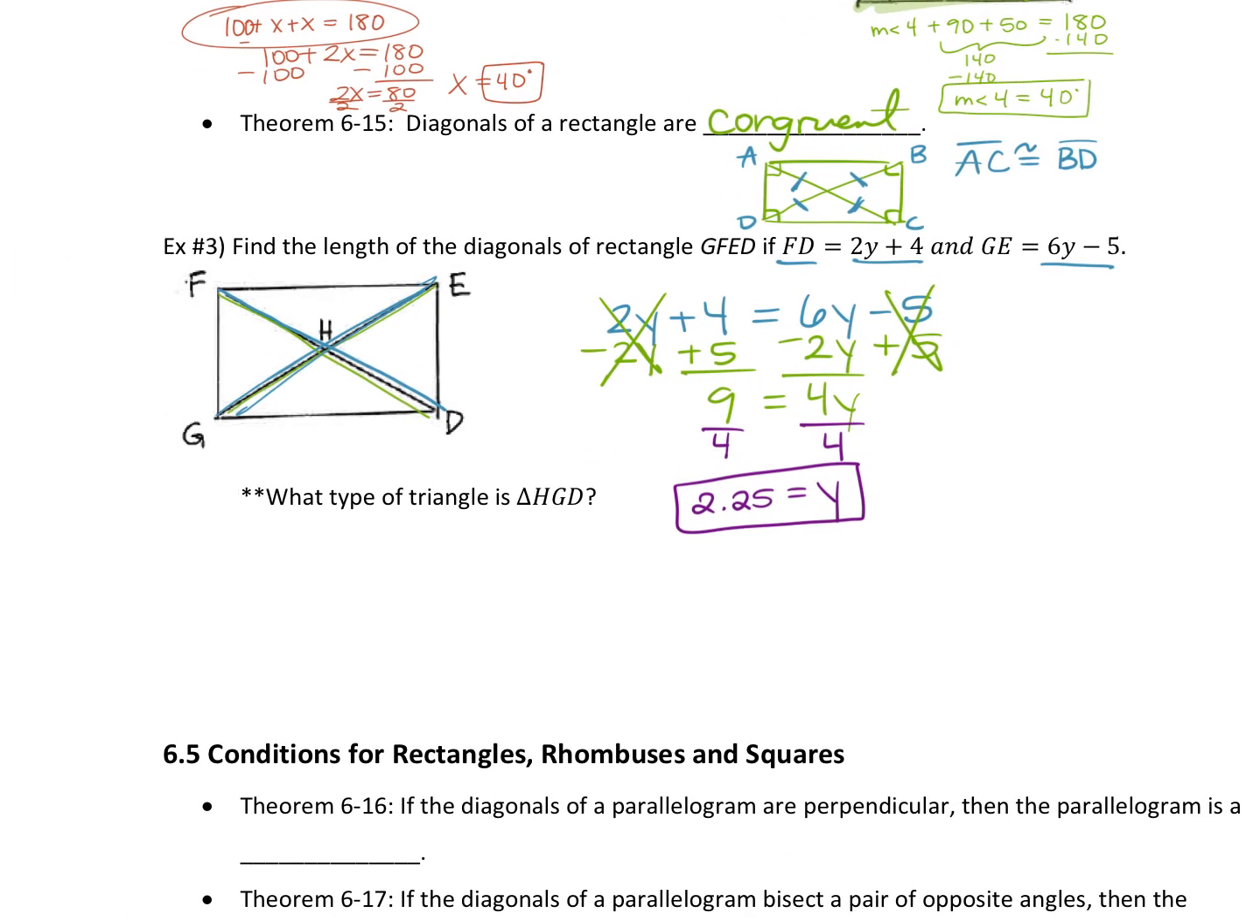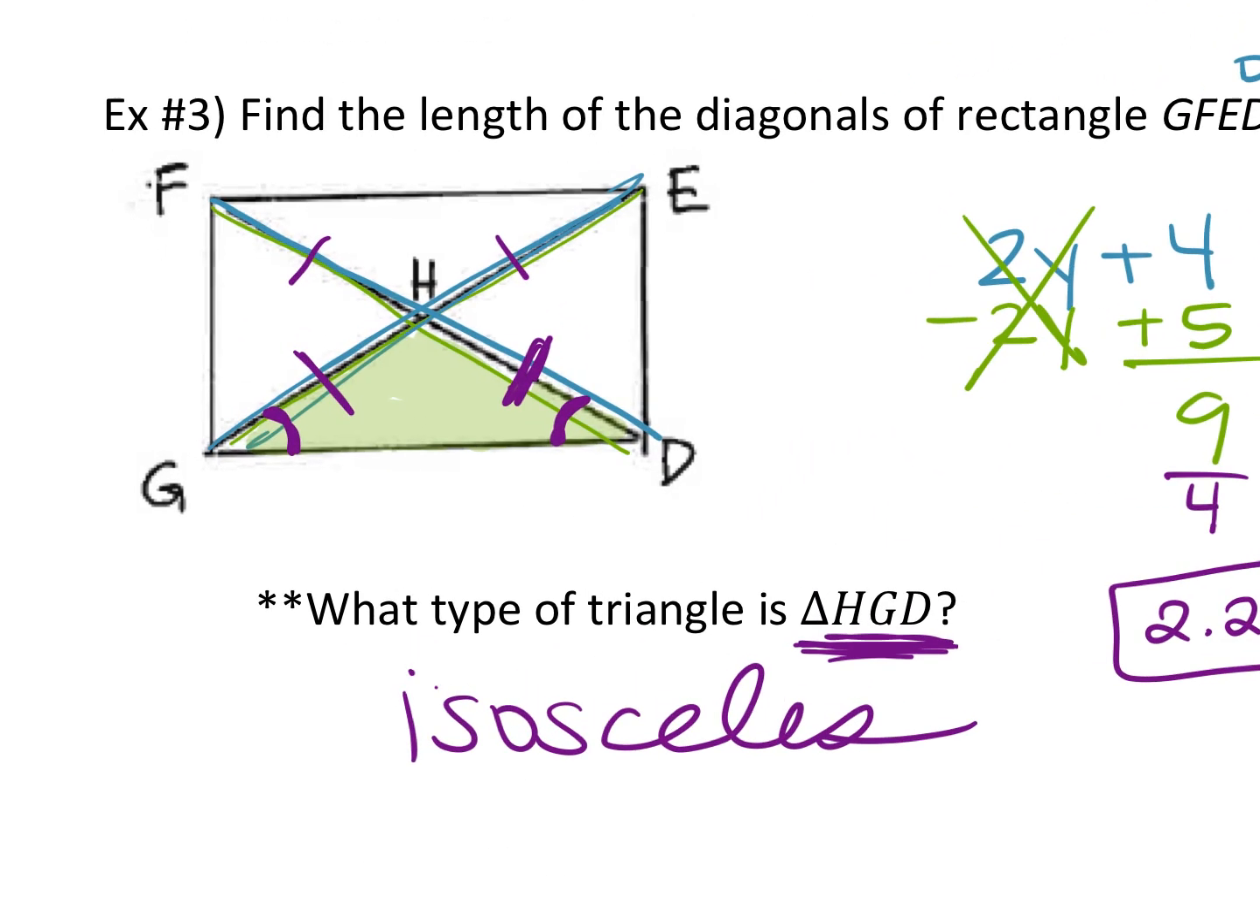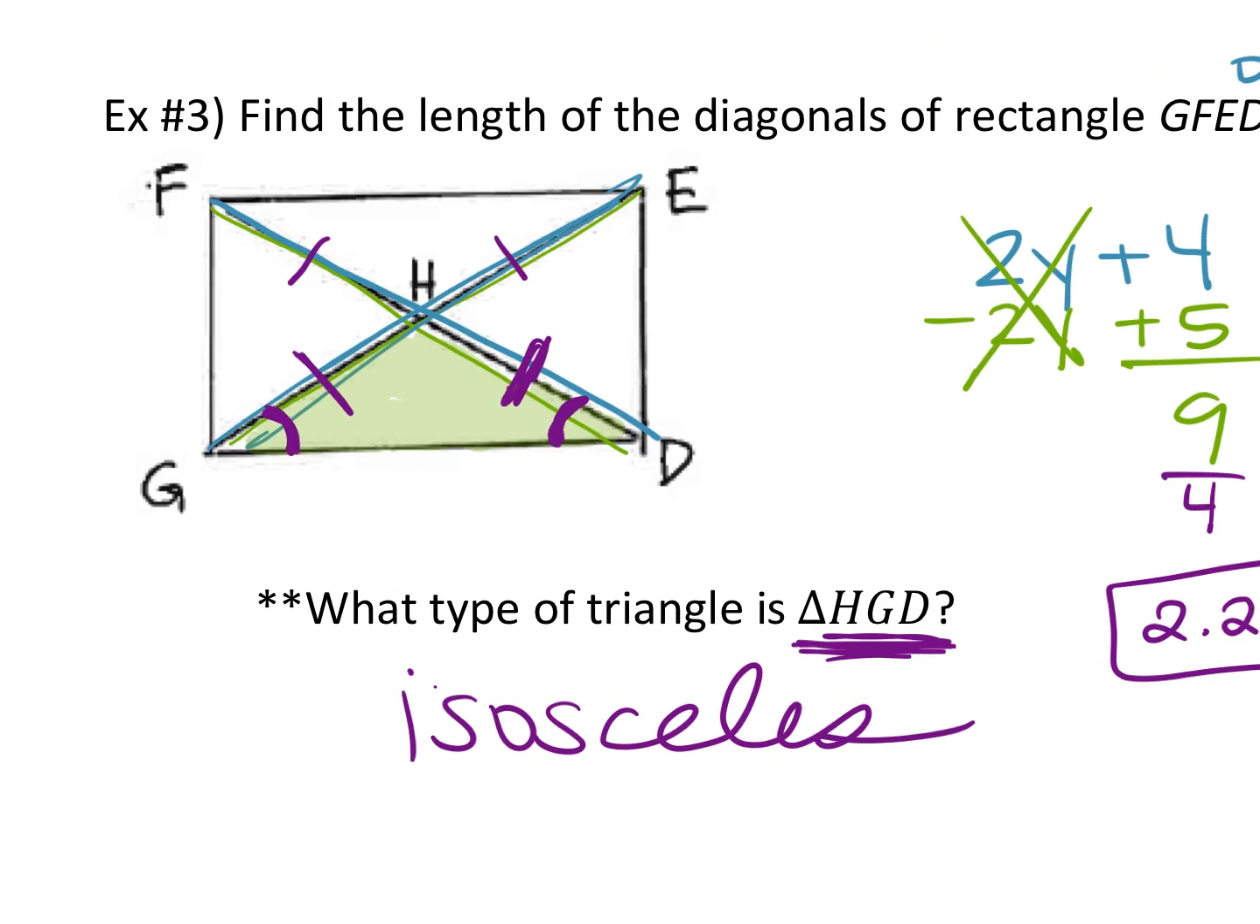Okay, so last question then. If that's our setup, and we know that all 4 of these are congruent, what type of triangle is HGD? It's isosceles, right? This triangle right here is isosceles because we know that these parts are congruent. So that's an isosceles triangle, which is helpful, right? Because we know isosceles triangles have congruent base angles. So technically, we know that these 2 angles are congruent if it's a rectangle. Okay? Any questions on that?